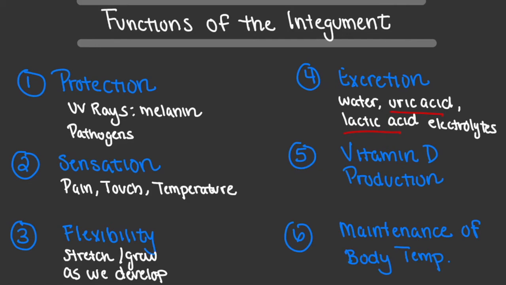So the fifth function here is vitamin D production. And so what the body does is it allows the integumentary system to synthesize vitamin D when our body is exposed to sunlight. In other words, what happens is that our body takes vitamin D from an inactive form and it helps it to become activated when we're exposed to sunlight. And so the integumentary system has a huge role in that particular function.